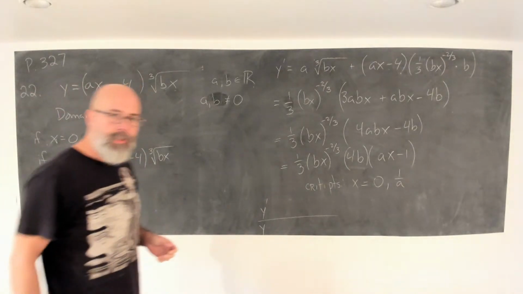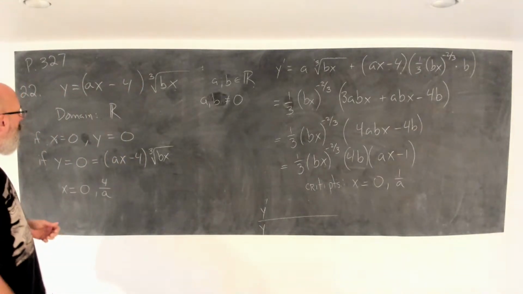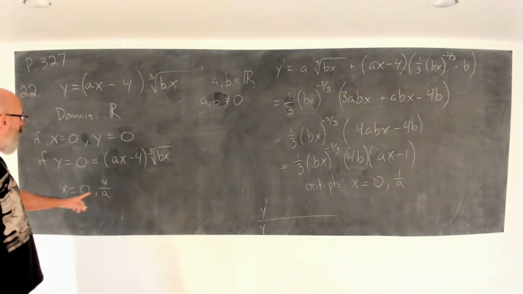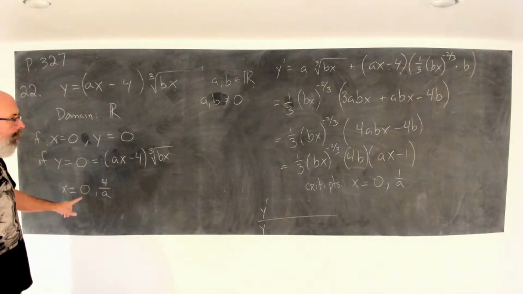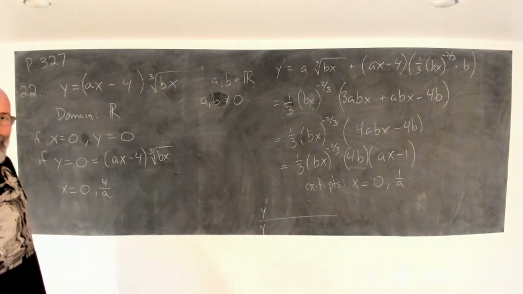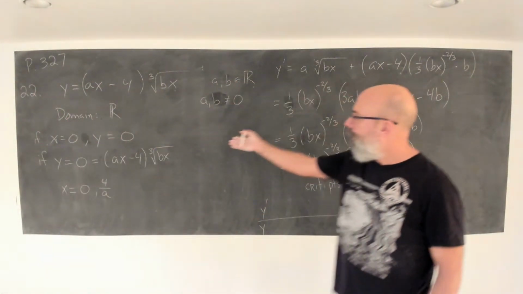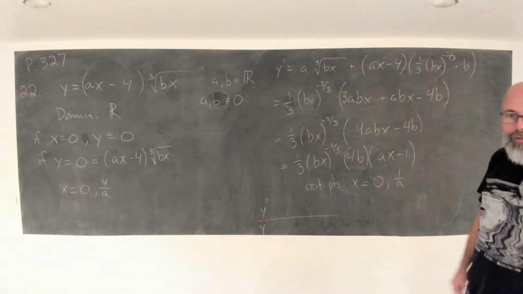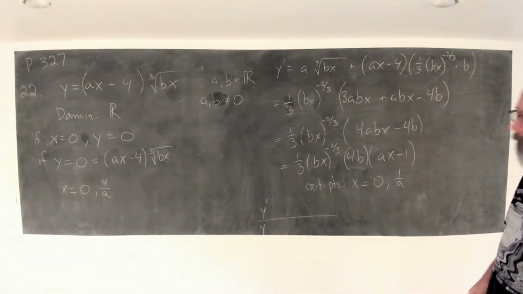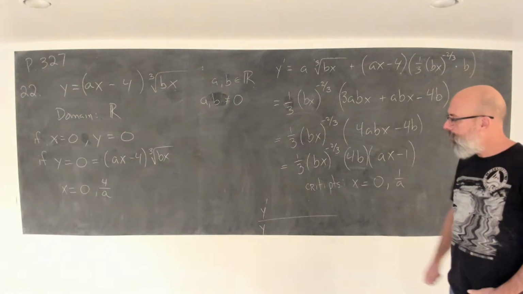As Benjamin points out, a value like 0 can be both a critical point and a 0 of the function. Absolutely. Nothing wrong with that. And that's exactly what's happening here.